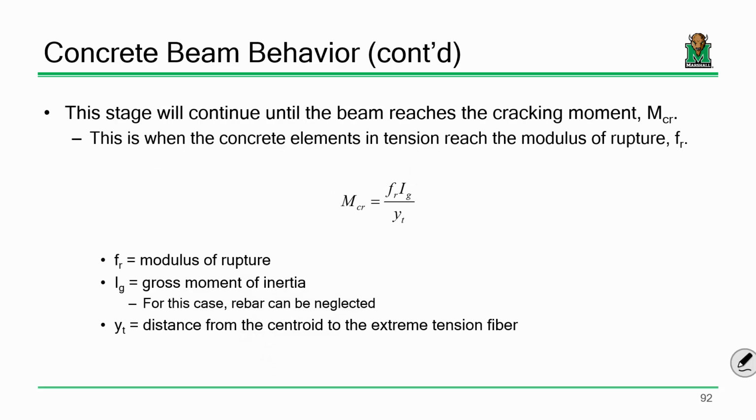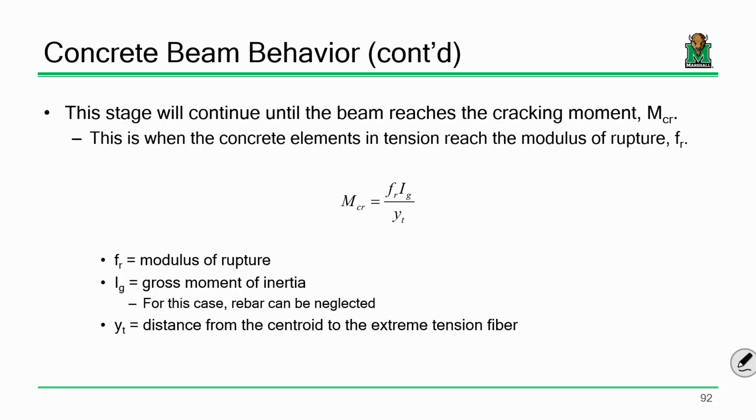Like I said, take a beam and start applying load, and it will behave in that uncracked fashion until it cracks. When does a concrete beam crack? It cracks when you reach the modulus of rupture. You look at this equation, which is little more than sigma equals My over I, just solving for the moment. So this applied moment is the cracking moment.